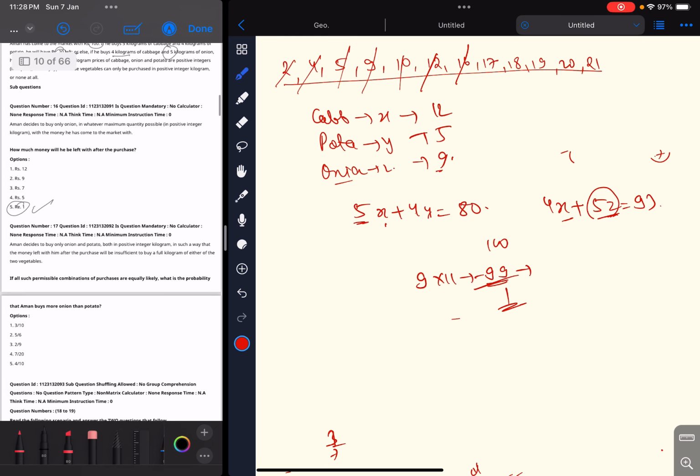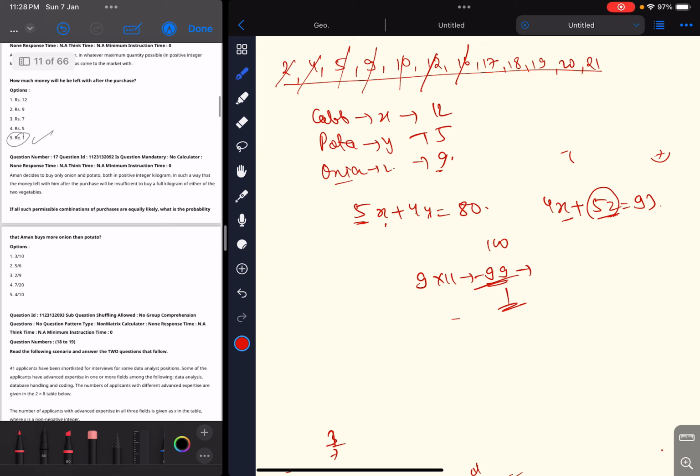Question number 16 then. This was also a good one, a very good conceptual question, I would say. Aman decides to buy only onion and potato. Onion is 9, potato is 5. Suppose that 9a plus 5b equals 100.